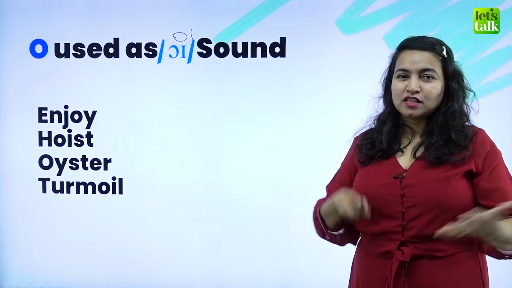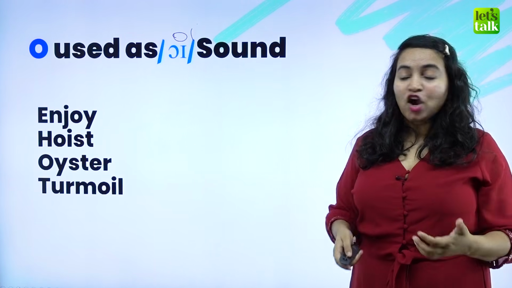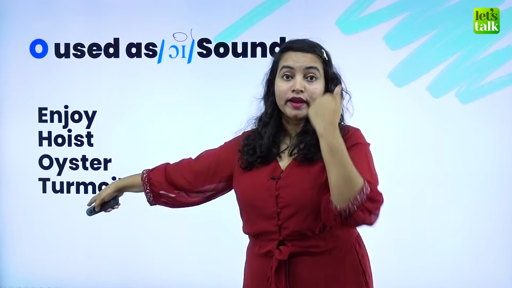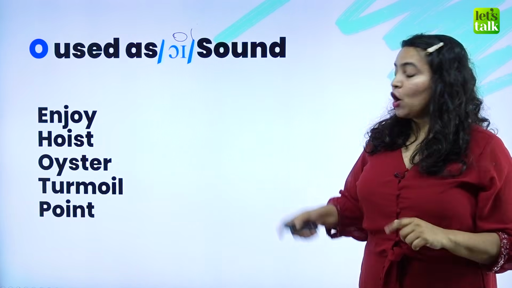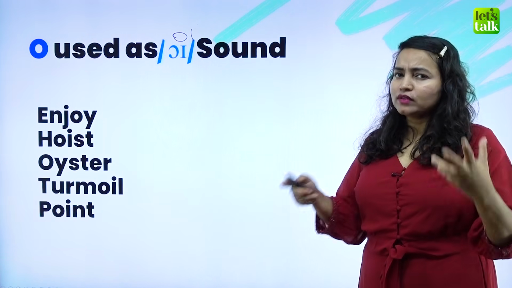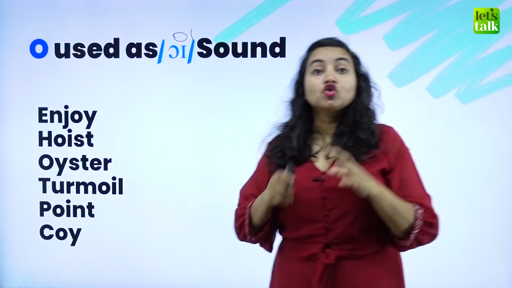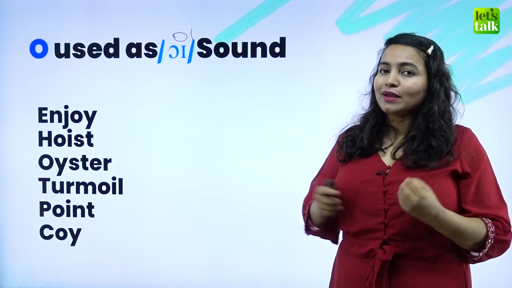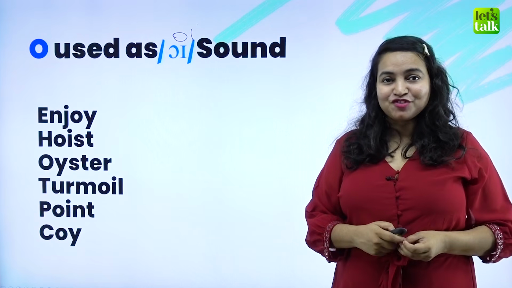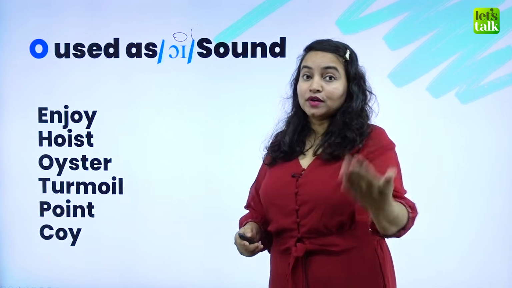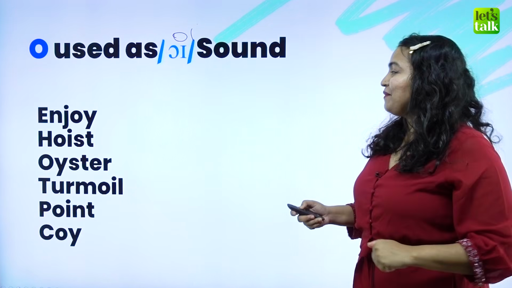Turmoil. Turmoil means a lot of problems, a lot of chaos. That's called turmoil, oi. Then we've got point. Okay, we all need to have a point when we are talking. The next word, coy. Coy meaning very shy or very bashful. Let's look at some other words. Make sure you're repeating after me, okay?